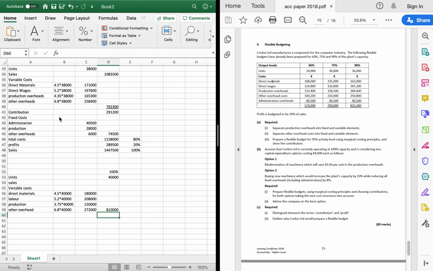So that's 810,000. Okay, gonna leave a space for your contribution. Your fixed costs, well, they're going to remain the same. So you could be cheeky and just, as I said, write the total of 74.5. But looking at the marking scheme, they were given 1 mark for each of them. So production was 28.